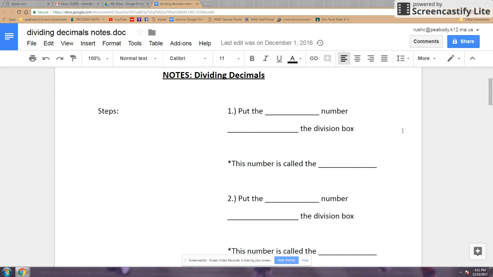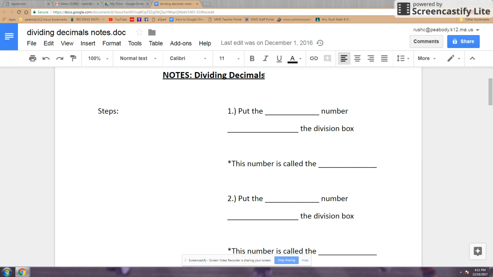So we've already done adding decimals, subtracting decimals, and multiplying decimals. So this will be the last part with decimals that we'll look at, which is dividing decimals. So I passed out this sheet to you all, and you're going to fill in the words on the blank lines as we go through. All right, here we go.